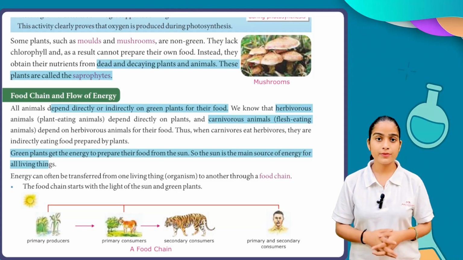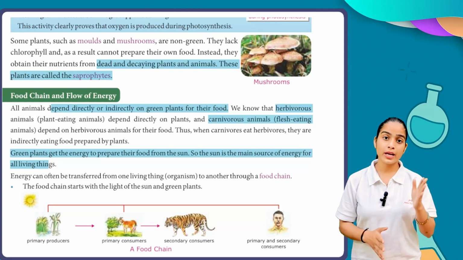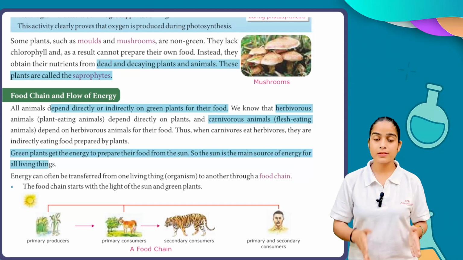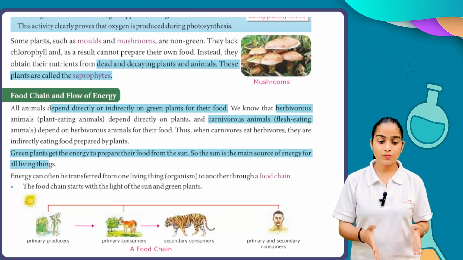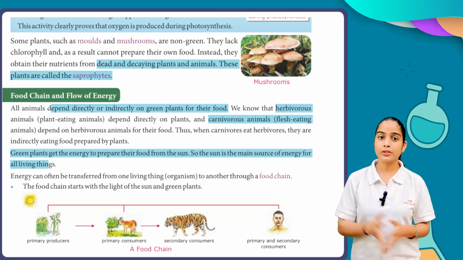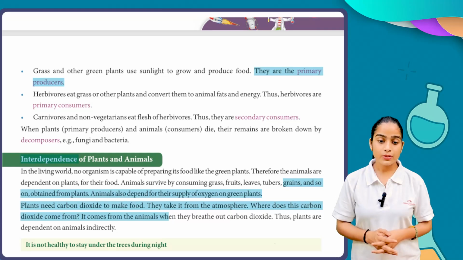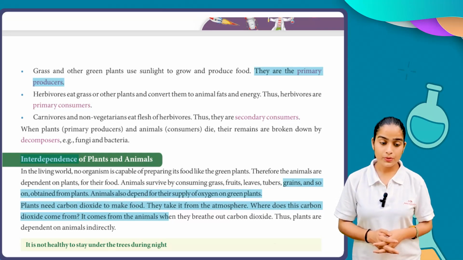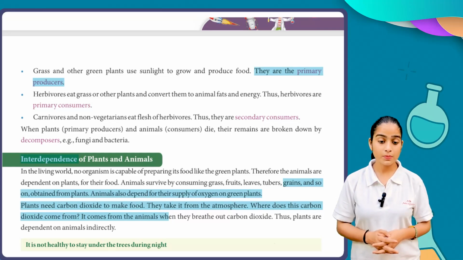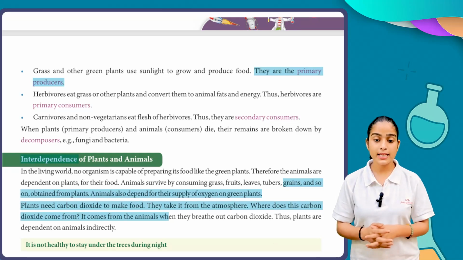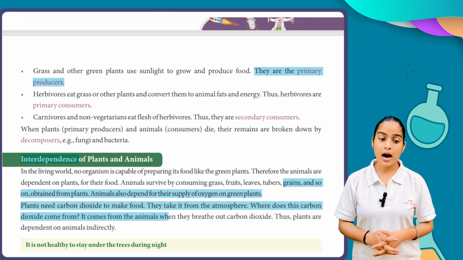So it is referred to as a food chain, where energy is transferred from one living organism to another. Okay, next we have: grass and other green plants use sunlight to grow and produce food. They are primary producers. Herbivores eat grass or other plants and convert them to animals' fats and energy. Thus, herbivores are primary consumers.